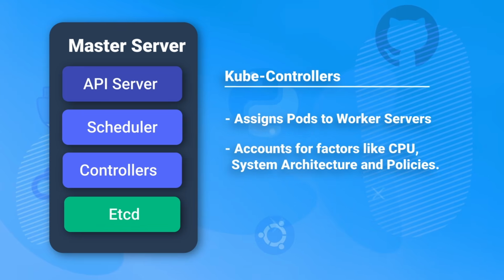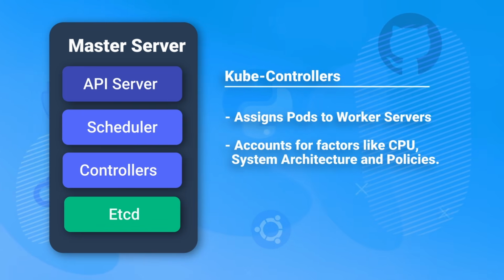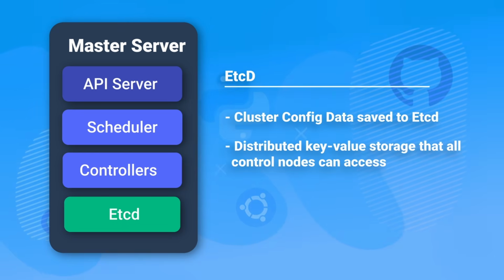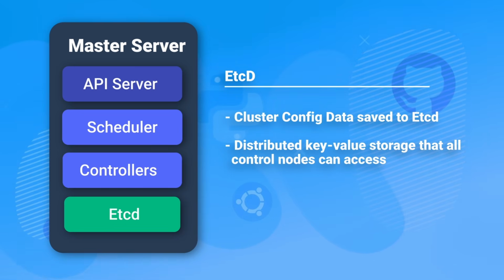Kubernetes has many controller managers which are responsible for the state of the cluster. It's the controller's job to move Kubernetes state towards what's known as the desired state. Finally, etcd is used to persist the Kubernetes cluster state. All cluster configuration data is saved to etcd.